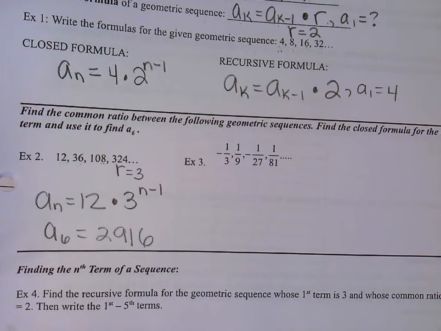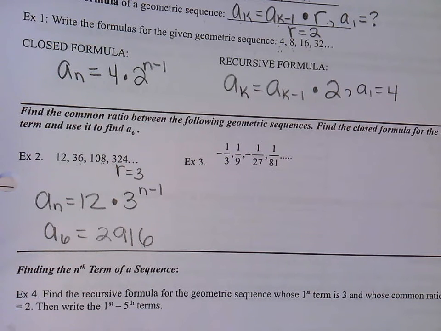All right, see if you can figure out what the ratio is in example 3. What can I multiply negative 1/3 by to get positive 1/9? What do you think? How am I going to go from a negative to a positive and then back to a negative? What would I have to multiply by? How do I go from negative 1/3 to positive 1/9? What would I multiply by?